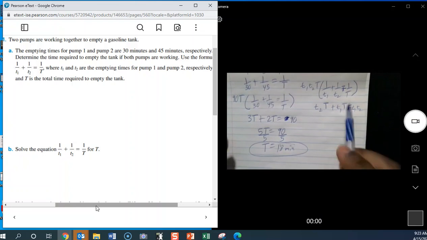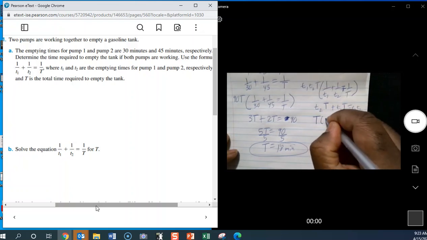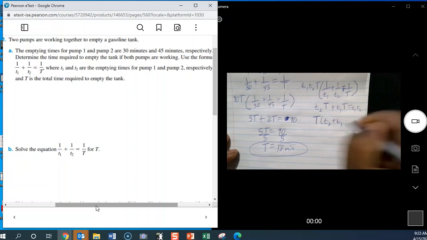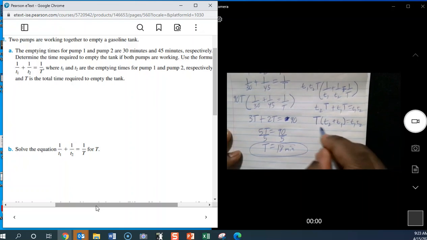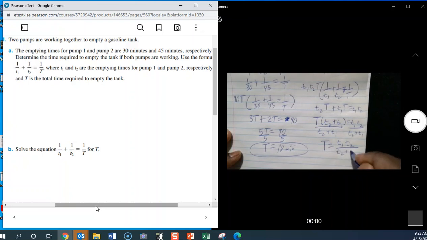Now, again, we're trying to get T by itself. Both of these have a T in common, so we can factor out T, the greatest common factor, and that will leave us T times (T sub 2 plus T sub 1) is equal to T sub 1 times T sub 2. Now, we divide each side by T sub 2 plus T sub 1, and our final answer is T is equal to T sub 1, T sub 2, all over T sub 2 plus T sub 1. And that will be your final answer for that problem.